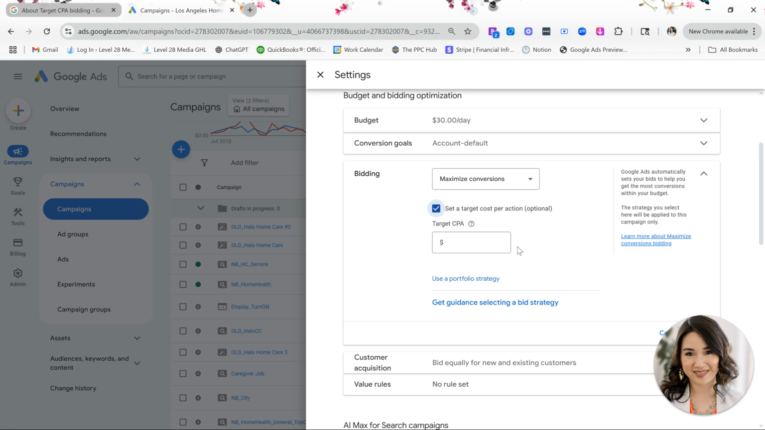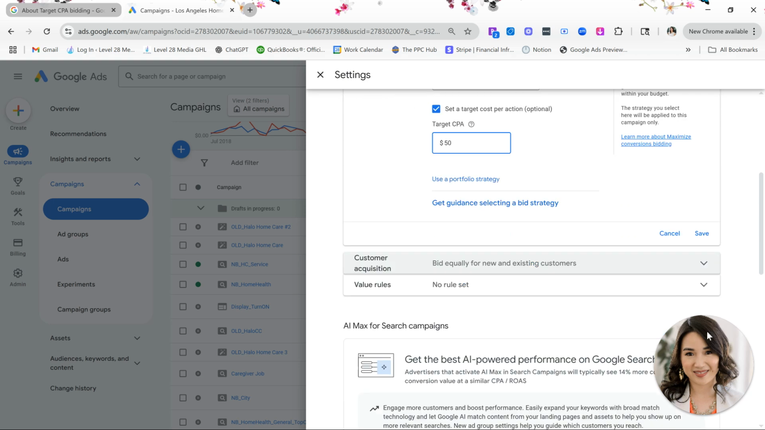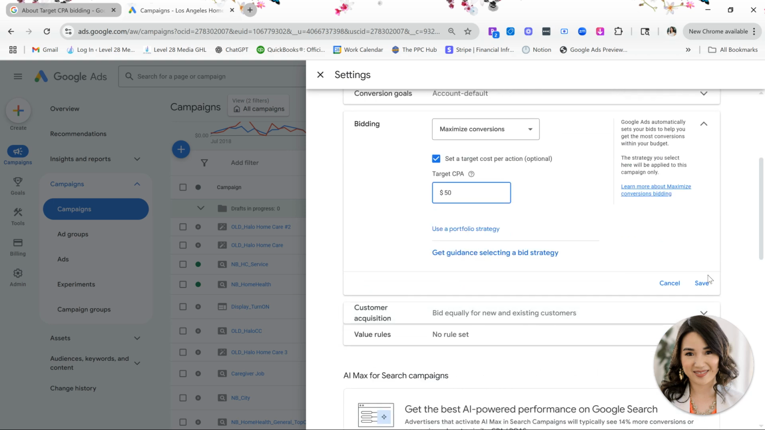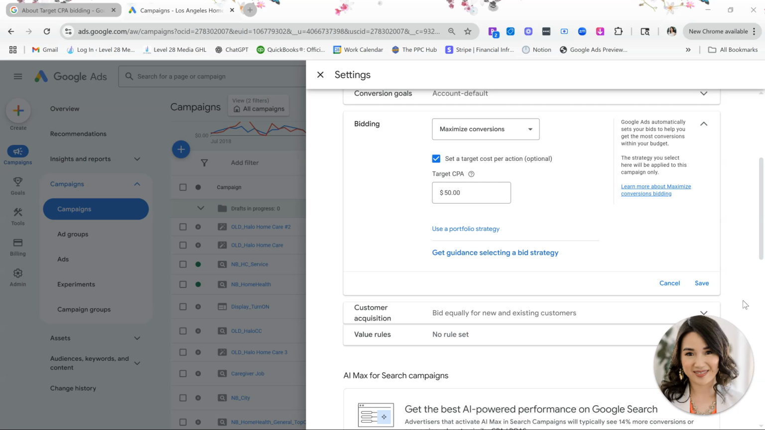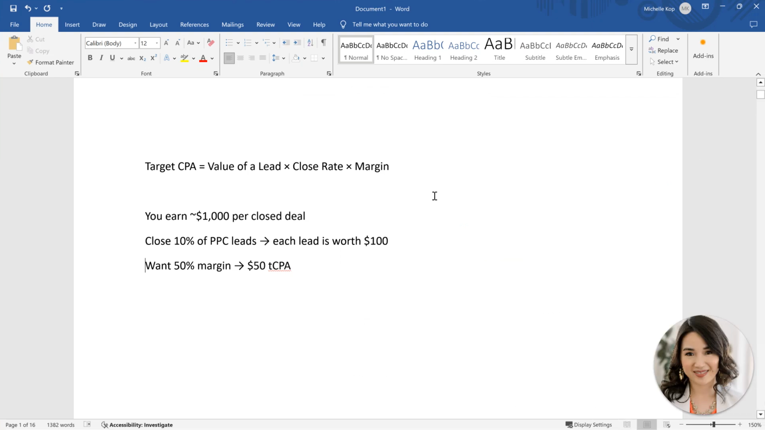Sometimes Google will give you suggestions, sometimes not. It's most likely that because this campaign's been off for years, it's not able to give me something. So I'm just going to go with target cost per acquisition. However, if you don't have any historical data or your campaign's been off for some time, and you want to go about doing this in a way that doesn't use any historical data, you would use this formula here.